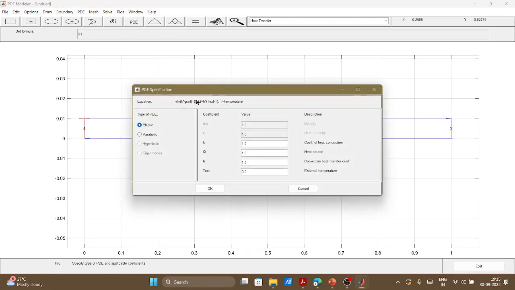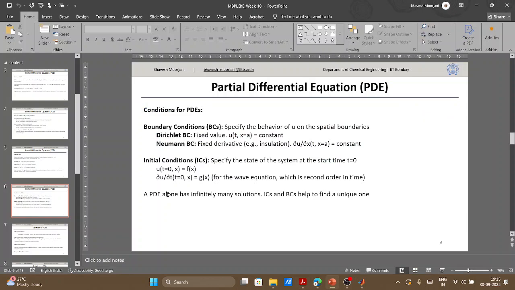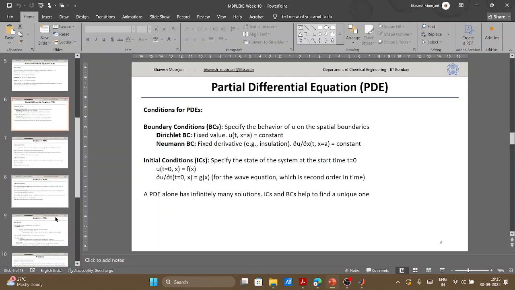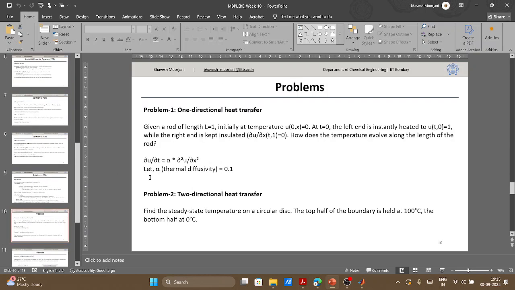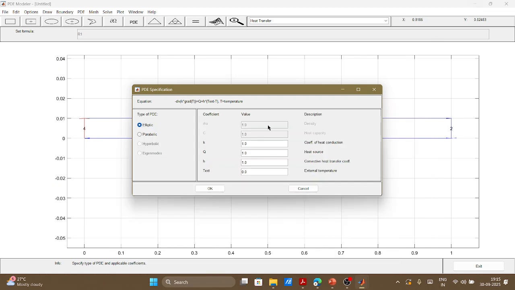Let me go to the PDE solver. Now here is the equation selection part, so this is an important aspect. What we know here is that our equation looks like the previous example, the 1D problem. My equation looked like this: du by dt is equal to alpha del square u by del x square, right? Where I knew the value of alpha.